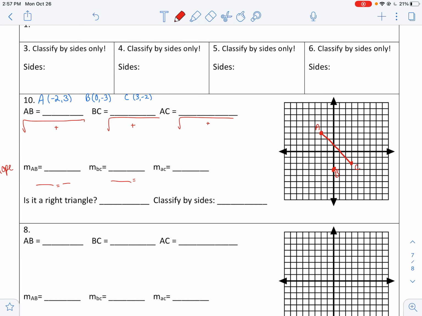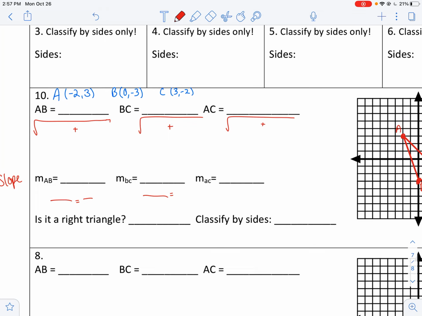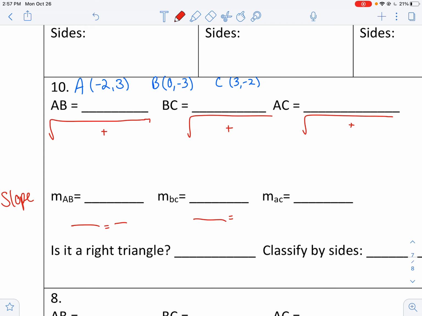There's my triangle, and the two things I want to know: how could I classify this by its side lengths, and is this or is this not a right triangle? Those are the two things I'm looking for here. So first thing we should do is classify by its side lengths, so we need to know how long those sides are. We're going to find our distance formula.